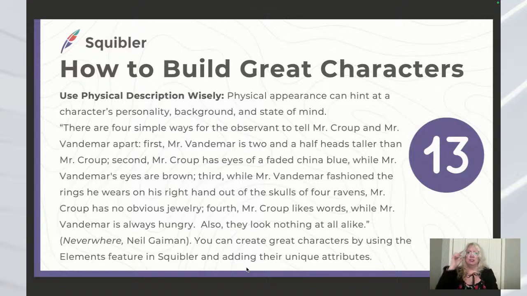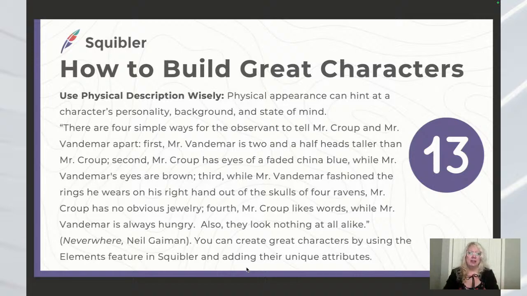You want to use physical description wisely. These can hint at a character's personality and background and state of mind. And I always think this one from Neil Gaiman's Neverwhere is a great description that only hints at what is going on behind these two villains.